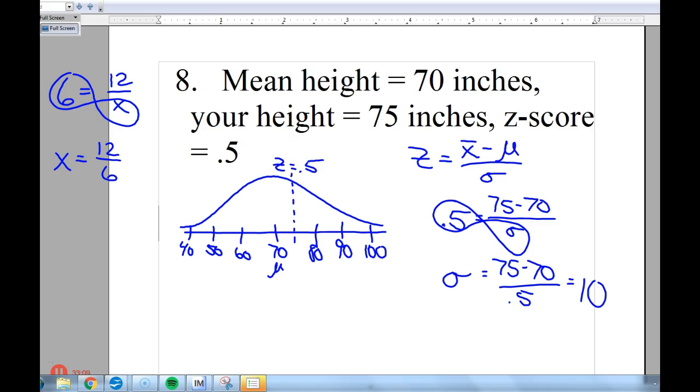So 75 is here, and my z-score is 0.5. Questions there? How many had everything on here correct? You guys okay? Emily? I'm not saying stop talking. Say it right, okay? So you know where you're going. Alright.